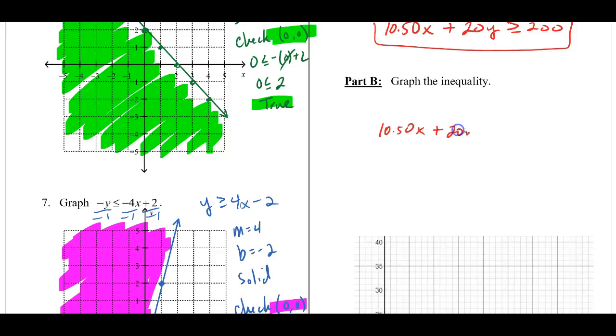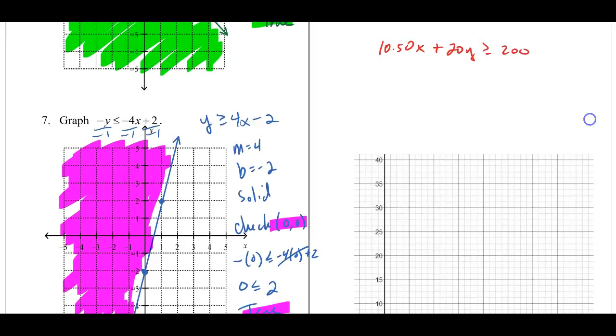Part B asks us to graph that inequality. So I'm going to just rewrite that. A couple ways we can do this. We could solve this equation to get y by itself. But since we're already in standard form, it's going to be a lot simpler to find the x-intercept and the y-intercept and just plot those points. So that's what I'm going to do. Remember, x-intercept, y has to be 0, and the y-intercept, x has to be 0.